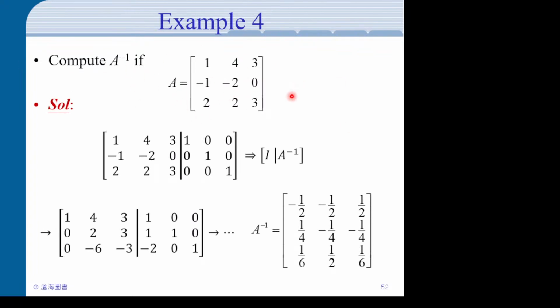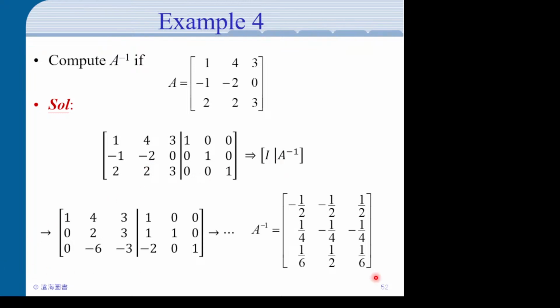So for example, you have A equal to this. First we write down this augmented matrix, so you have A here and the identity matrix here. What we try to do is Gaussian elimination. We want to do row operations on this whole 3x6 matrix and turn this side into the identity. When you complete turning this side into the identity, the other side will be A inverse.